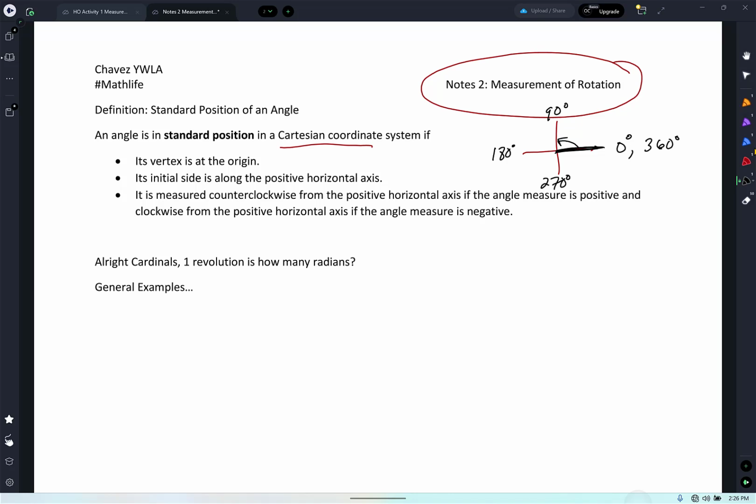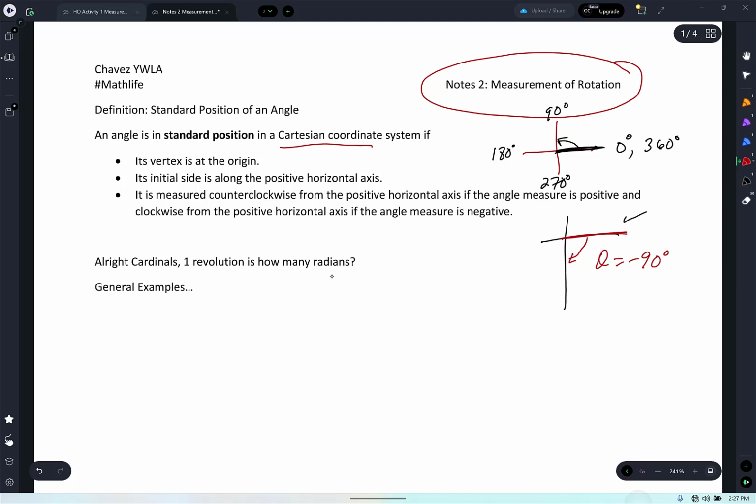Okay. Let's see. It is measured counterclockwise from the positive horizontal axis if the angle measure is positive, and clockwise from the positive horizontal axis if the angle measure is negative. That's what we just did. Okay, all that means is this. If I start at the horizontal axis, this is always going to be your reference. If I go clockwise, that is negative. And that's it. Cool or not cool? Simple, right, guys?